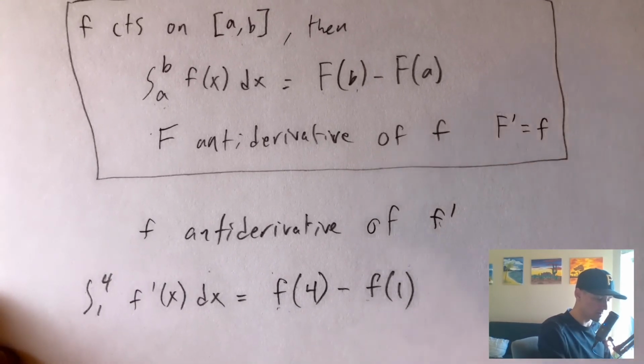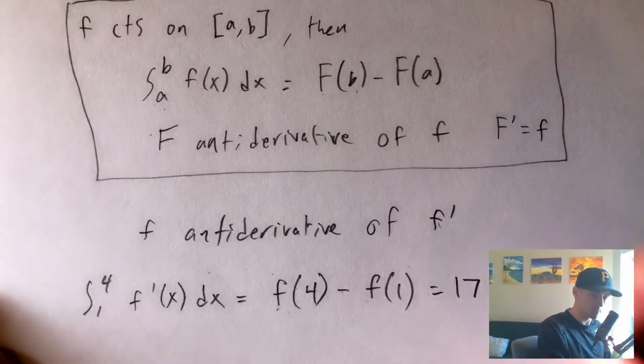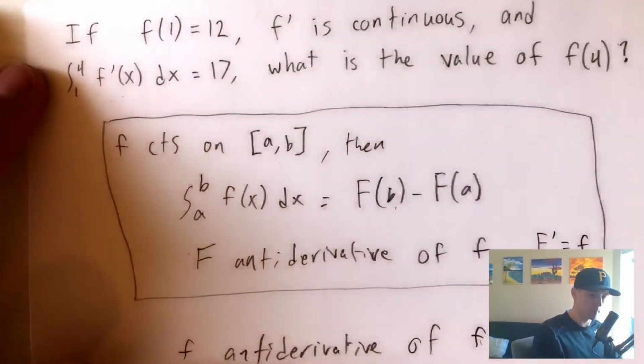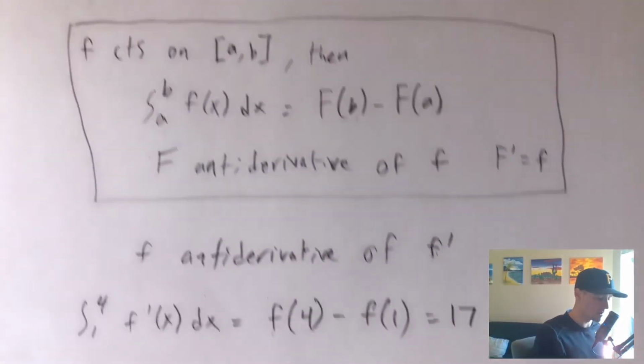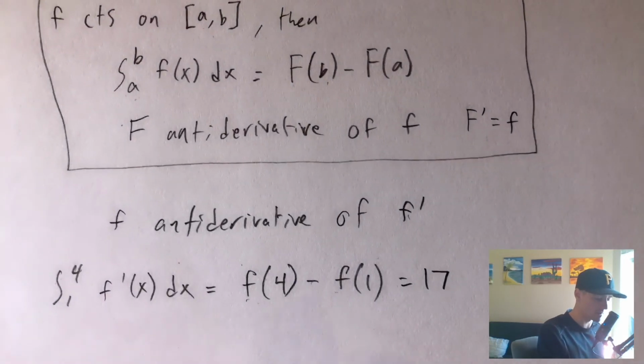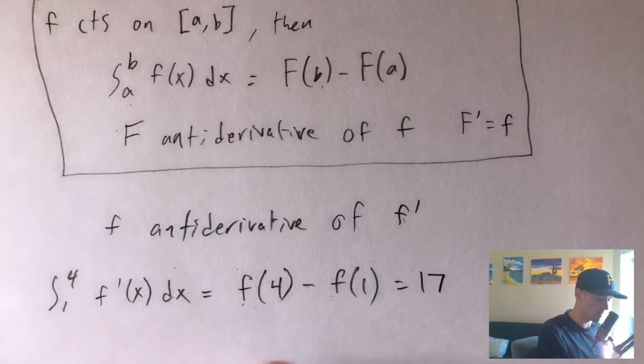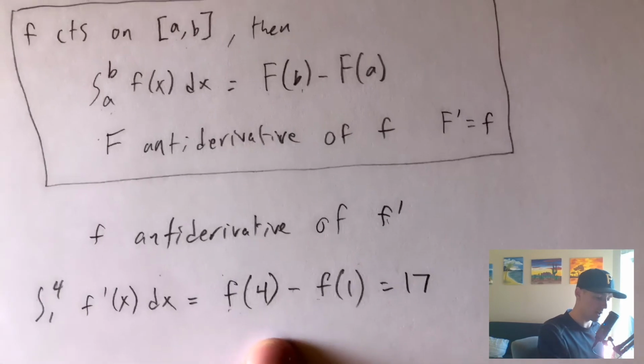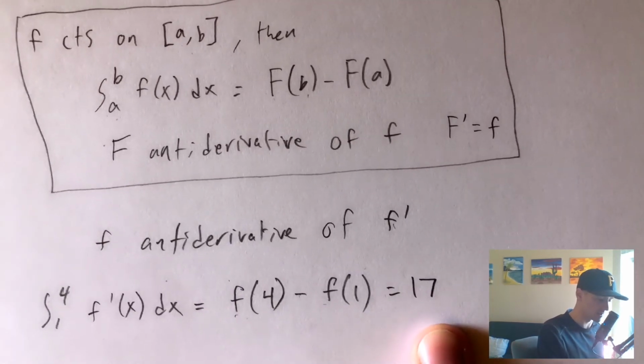Well, it also told us that that integral was equal to 17. Right, that was given up here. So based on the fact that we know that's 17, and based on the fundamental theorem of calculus, we know that that's equal to this, we can say that f of 4 minus f of 1 is 17.